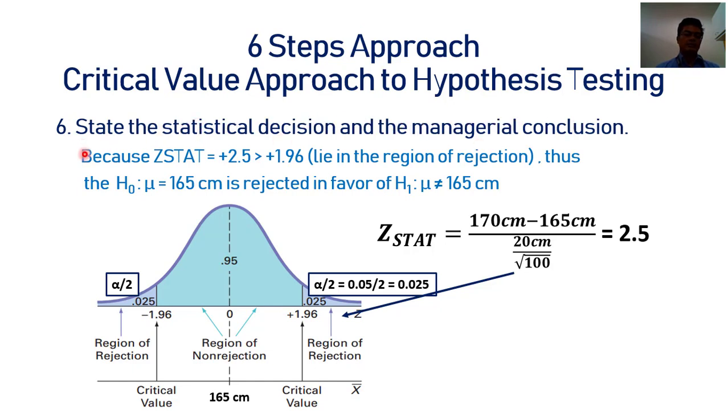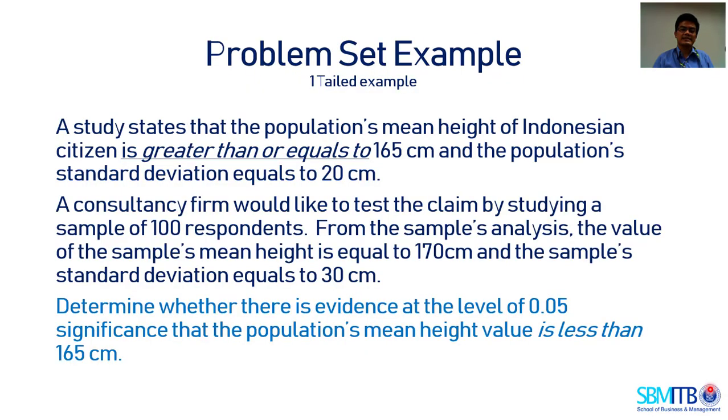And then we can say that because the z-stat result equals 2.5 and is larger than the critical value of 1.96, thus the null hypothesis, which states that the mean population height of Indonesian citizens equals 165 centimeter, can be rejected in favor of the alternative hypothesis, which states that the mean height value of Indonesian citizens is not equal to 165 centimeter. Let's go to the second example.